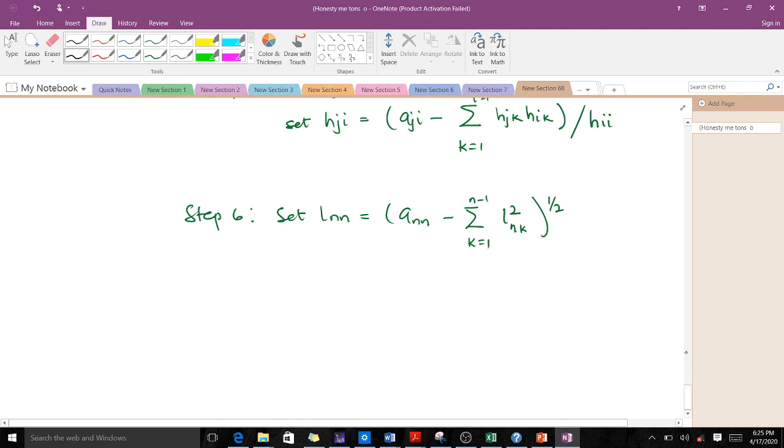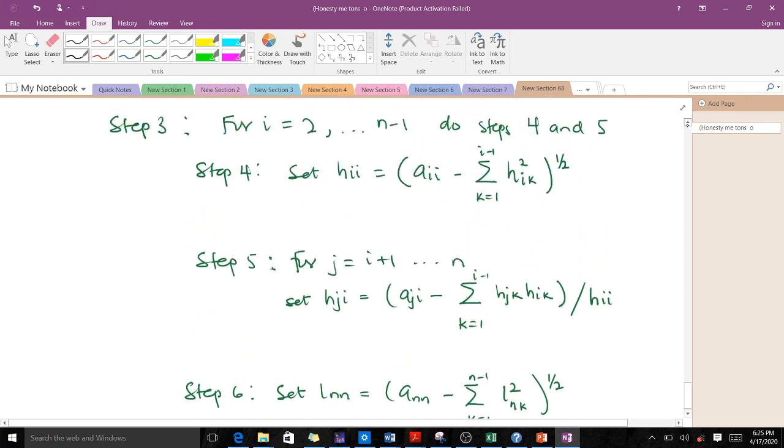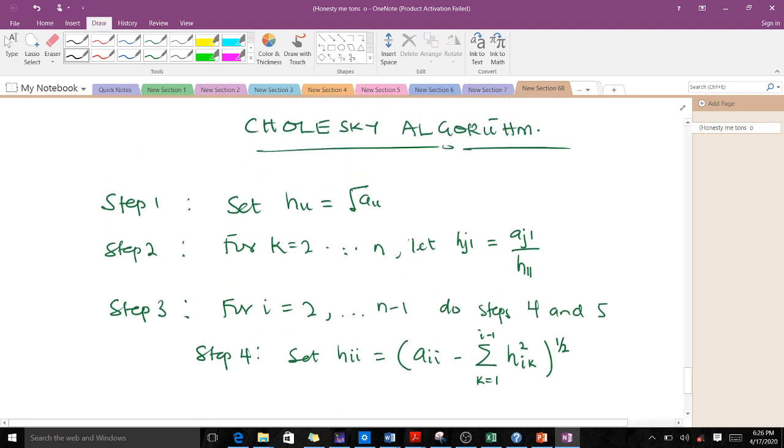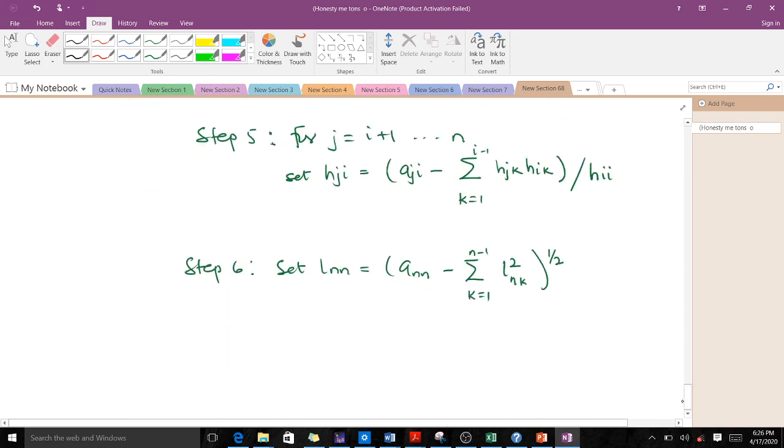I have the Cholesky algorithm here. This is what the Cholesky algorithm says. For our h11, we should always set h11 to be the root of a11. Then for k equals 2 up to n, we let hk1 be equal to ak1 all over h11. Then it continues that way. I think this should be k. So this is the algorithm.